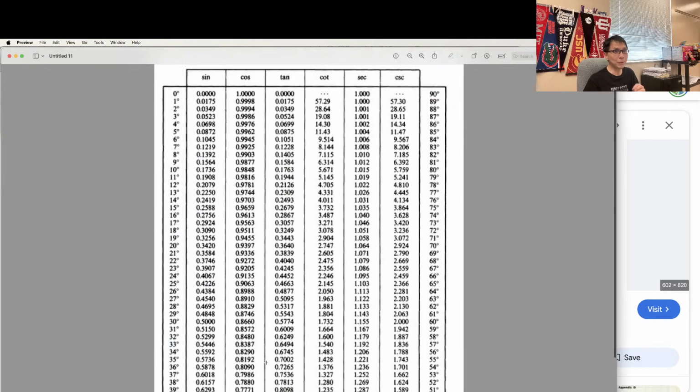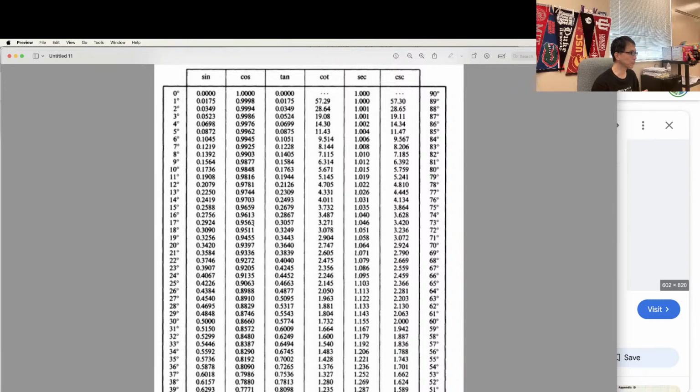So when I was in school, I used this. We had a four-function calculator. We didn't have no calculator. So if we want to find an angle of elevation of 73 degrees, we go to 73, and we're going to use sine. Sine is going to be right here. So that is equal to 0.9563.